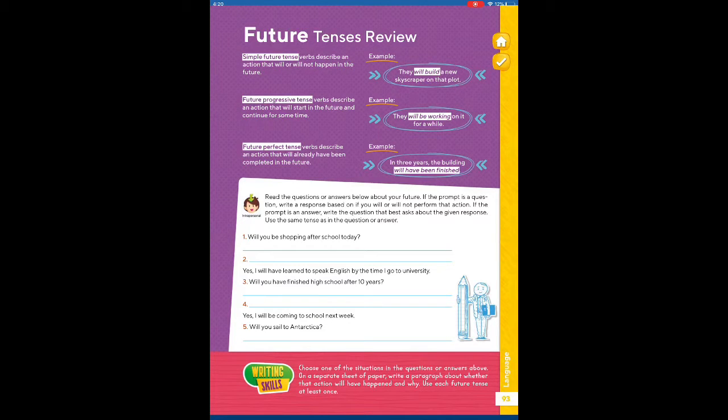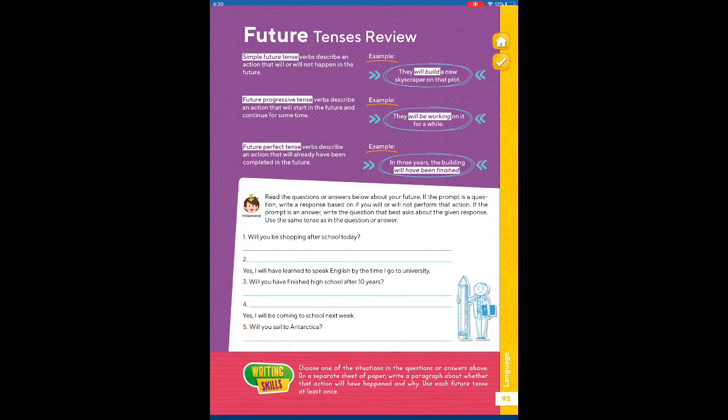Then we have future progressive tense. Future progressive tense verbs describe an action that will start in the future and continue for some time. Example, they will be working on it for a while, or they will be studying for 3 hours. They will be jumping for a lot of time.